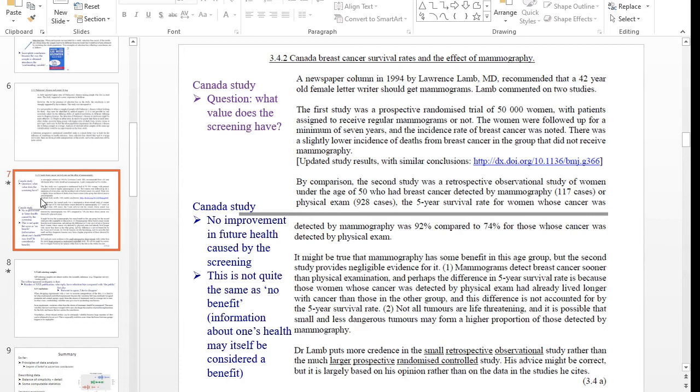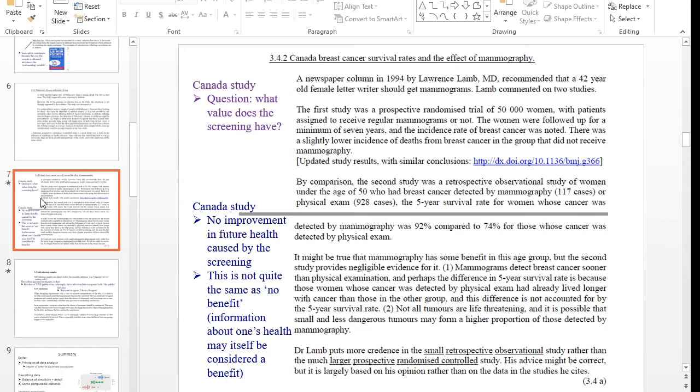It could be that mammograms detect breast cancer sooner than physical exam, and so maybe the difference in 5-year survival rate after detection is simply that the women whose cancer was detected by physical exam had already lived longer with cancer than those in the other group. And this difference is not accounted for by simply measuring the 5-year survival rate. You can interpret that either as a kind of confounding variable or as a kind of sampling bias, and you can see how it's avoided by the big prospective randomized controlled trial.